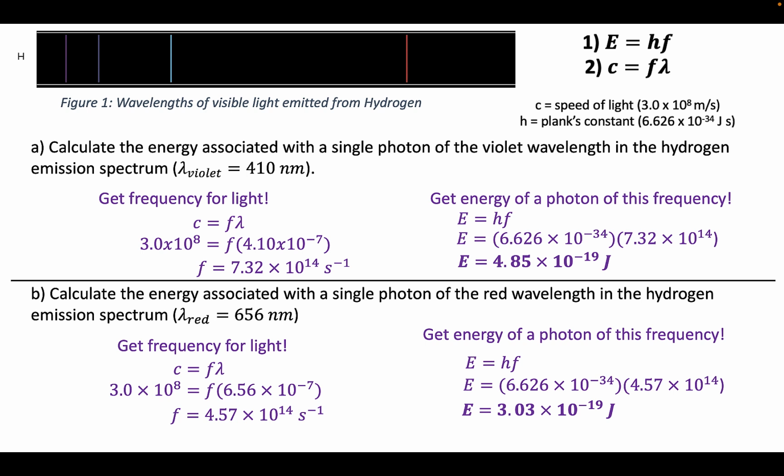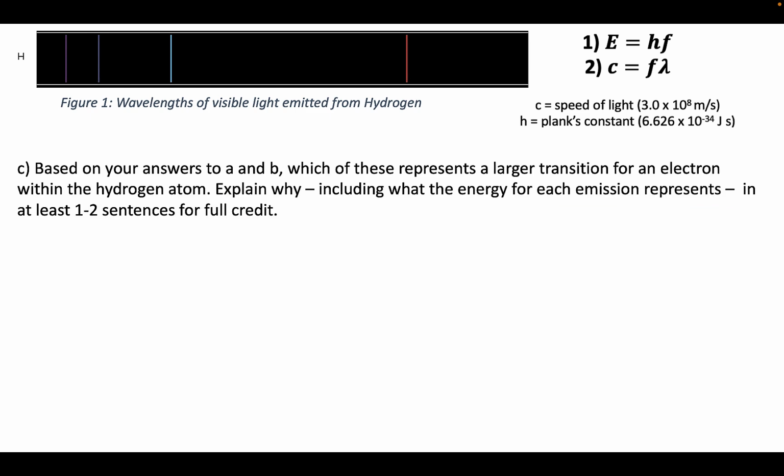And therefore, by combining the equations, you miss out on that nuance and that opportunity to appreciate what both of these fundamental equations represent. I really think that they're best remembered as a pair and not trying to combine. Okay, the next question is saying, well, based on the answers to A and B, which represents a larger transition for the electron within the hydrogen atom?